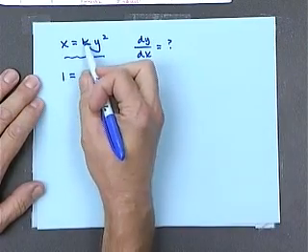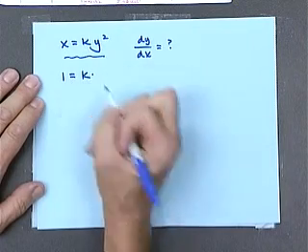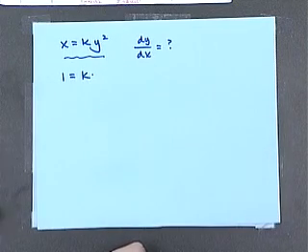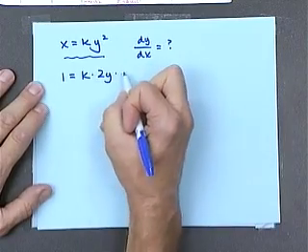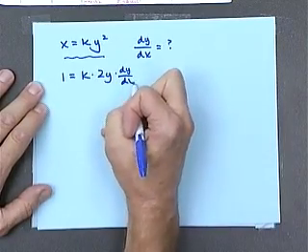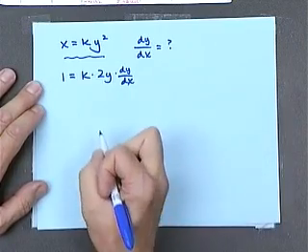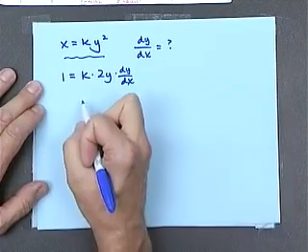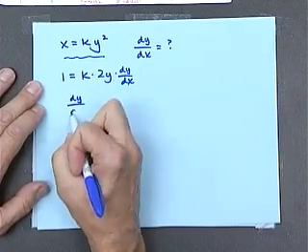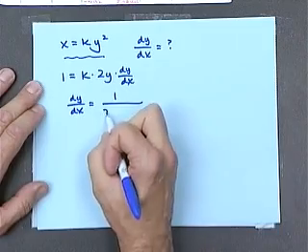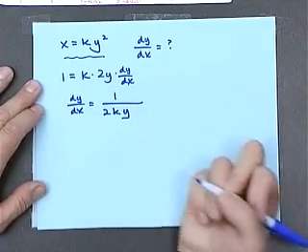K is a number, so it is like a coefficient. It comes along for the ride. What's the derivative of y squared with respect to x? 2y dy dx. So if we solve that for dy over dx, (1 over 2ky). Is that correct?